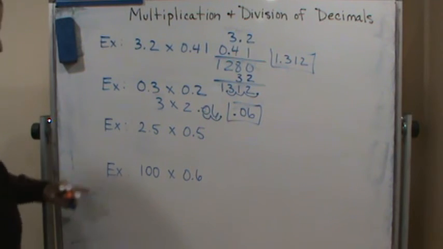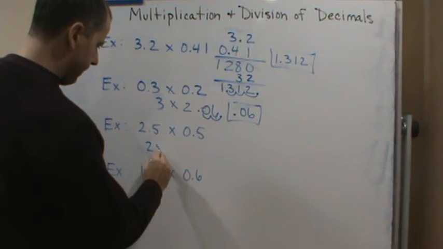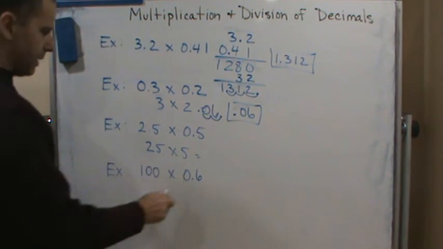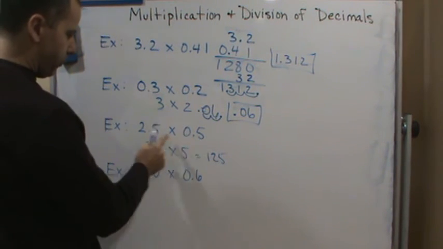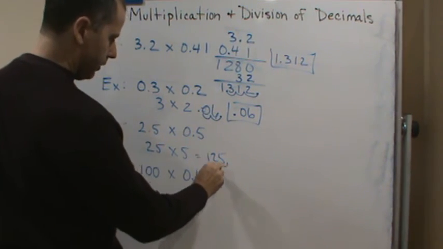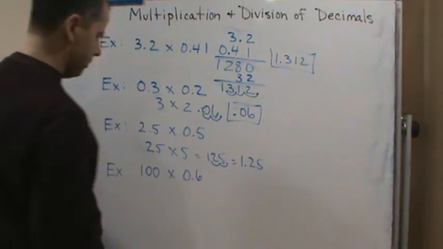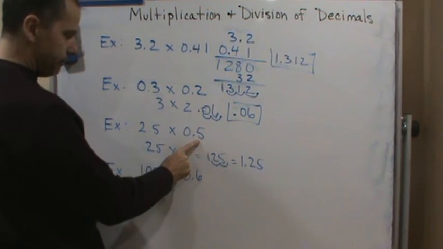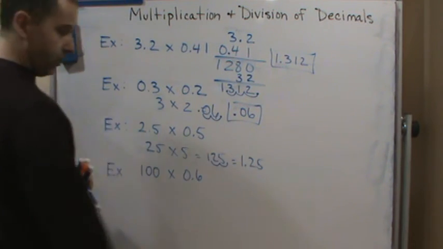Okay, now what about this one? Well, I'm going to write this as 25 times 5. Okay, so 25 times 5 is 125. And now I'm going to move the decimal point over 2 spaces. 1, 2. So the answer is 1.25. Which makes sense because, again, 0.5 is a half. Half of 2.5 is 1.25. So that makes sense.